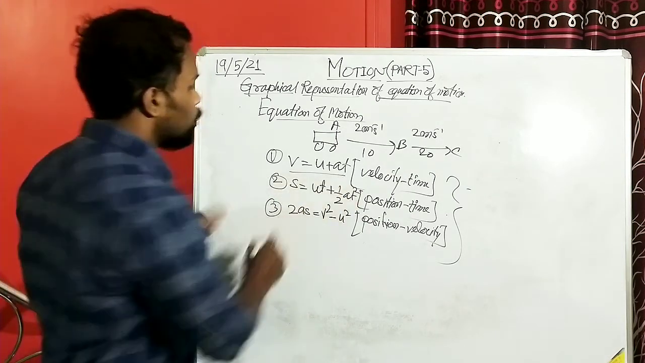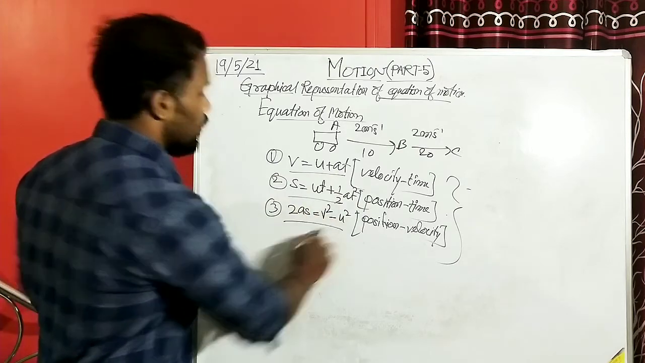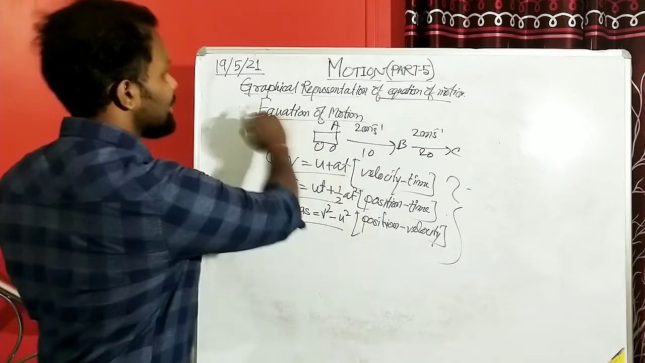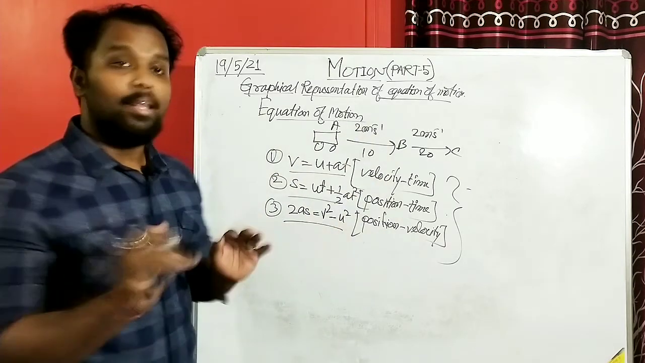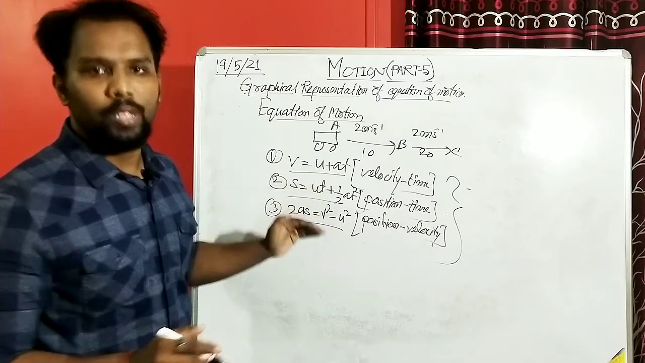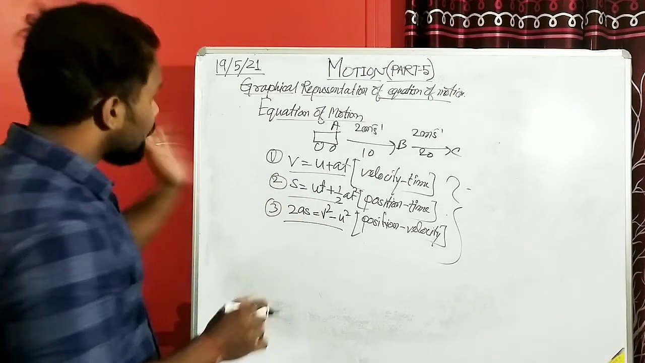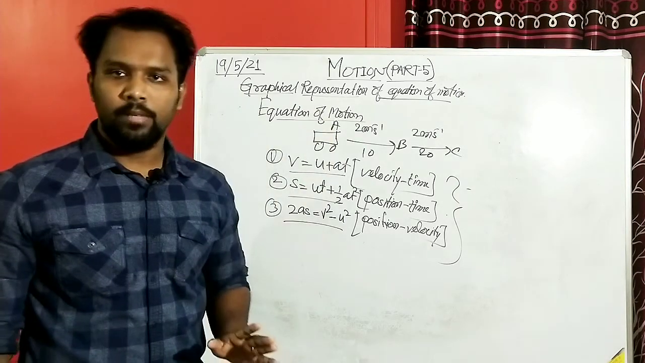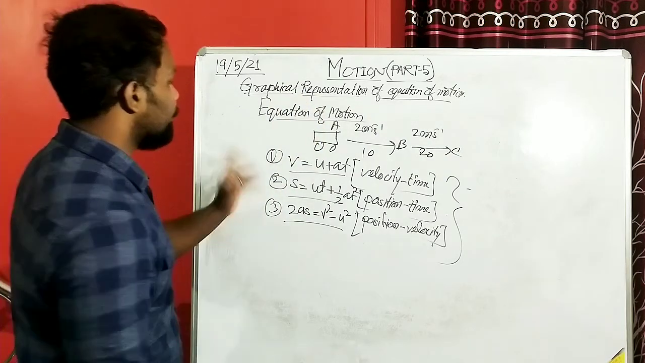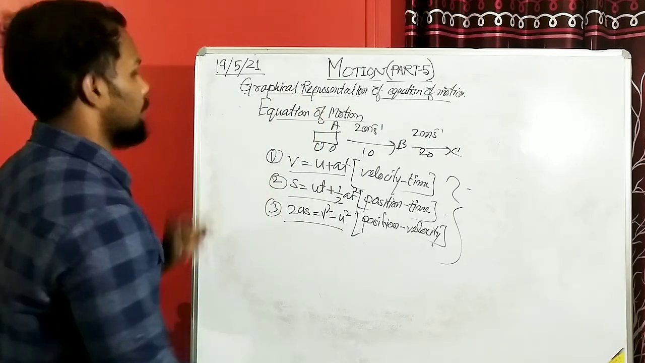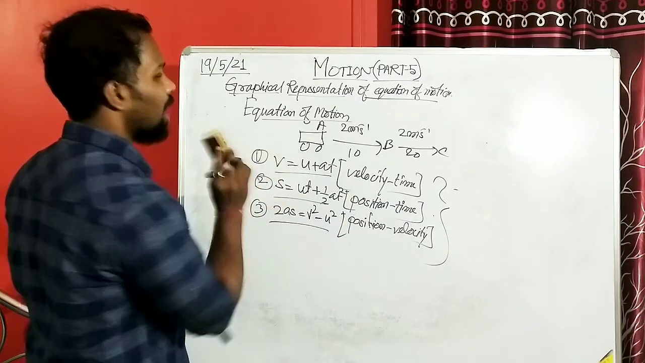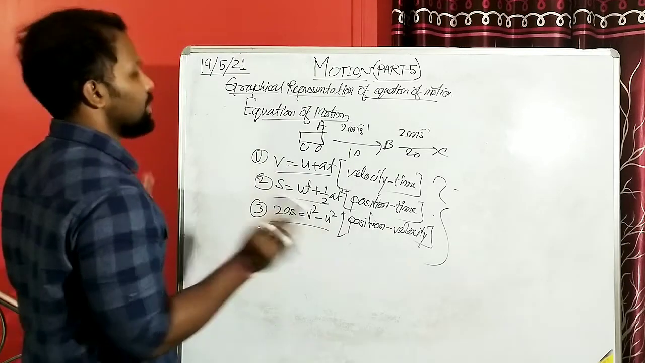We can prove this in 2 ways. First one is without using any kind of graphical representation. Our topic is graphical representation, but I will show you how we can prove this without using graphical representation. After that we will move towards the graphical representation of the equation of motion. First I will prove the first one, v equal to u plus at. Now I will erase this and I will first prove without using graphical representation.